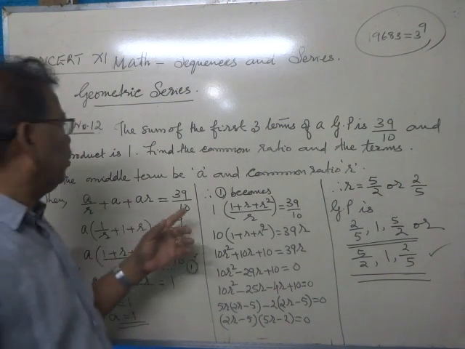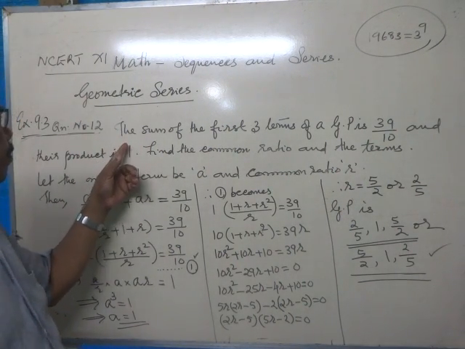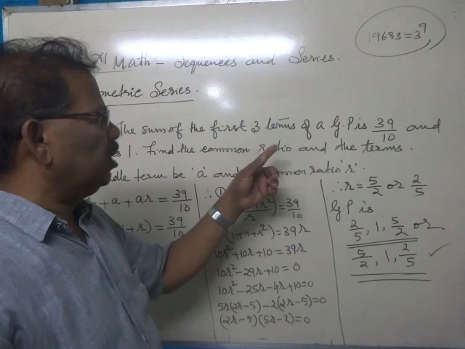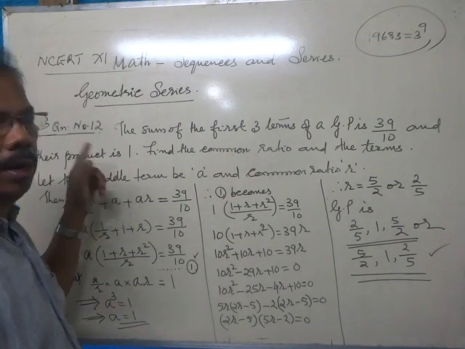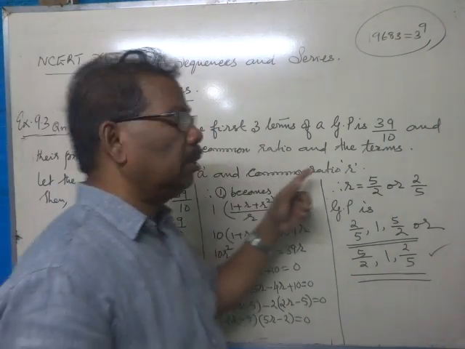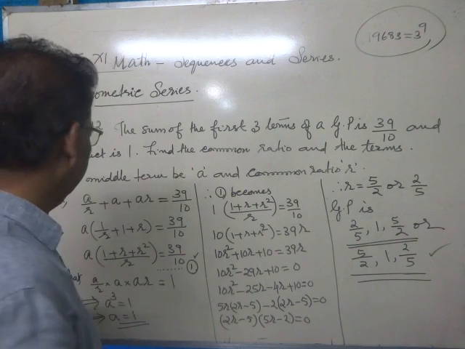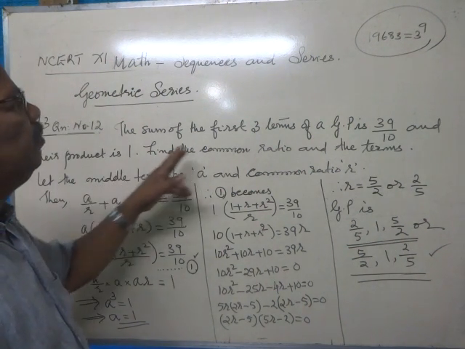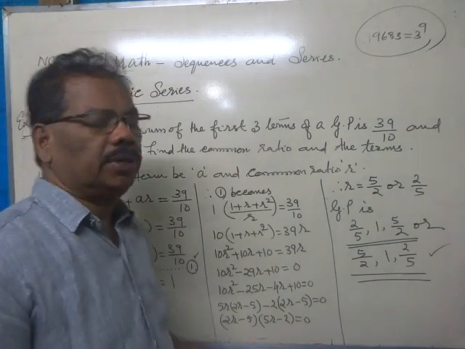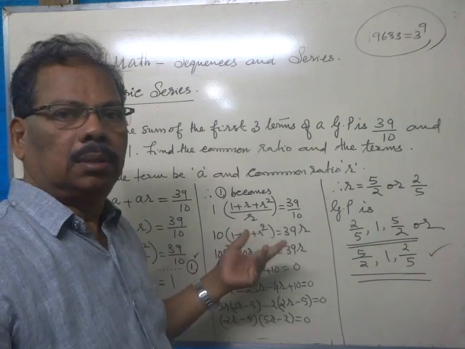Now in exercise 9.3, question number 12. The sum of the first three terms of a GP is 39 by 10 and their product is 1. Find the common ratio and the terms. Let us solve it. It is given that the sum of the first three terms of a GP is 39 by 10 and their product is 1.